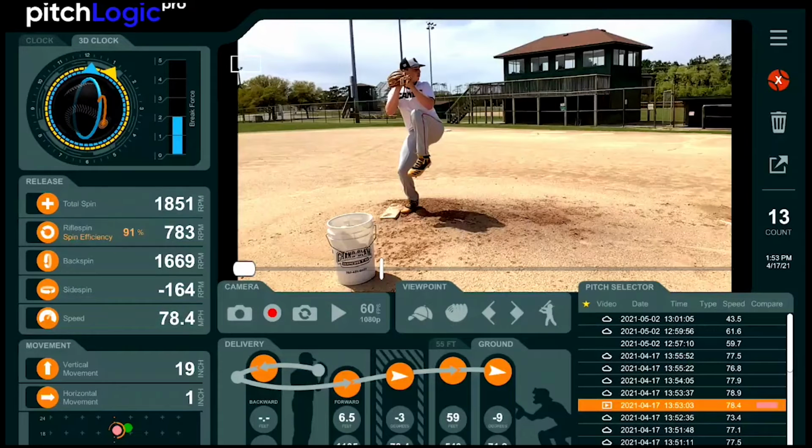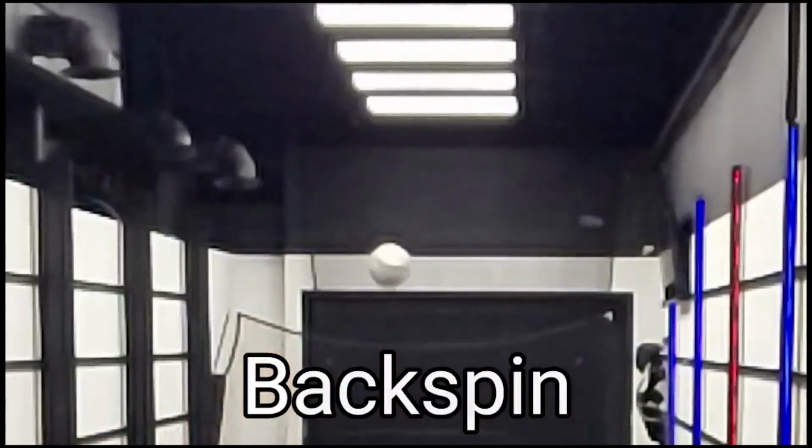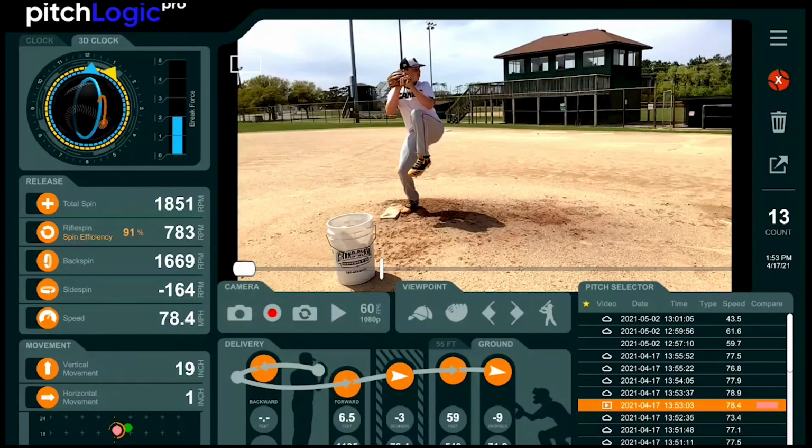What is up, everyone? Coach Corey Martin here to talk to you about backspin and how I look at that metric in my training. Let's take a look at a pitcher here.